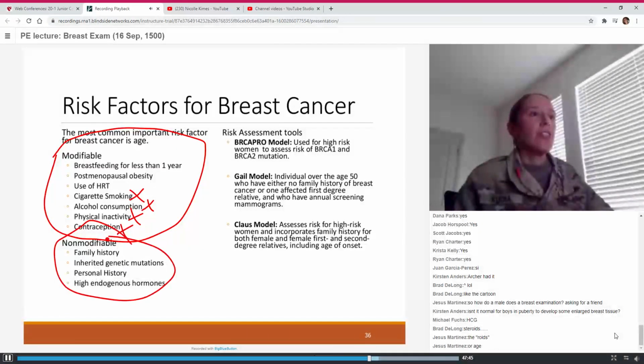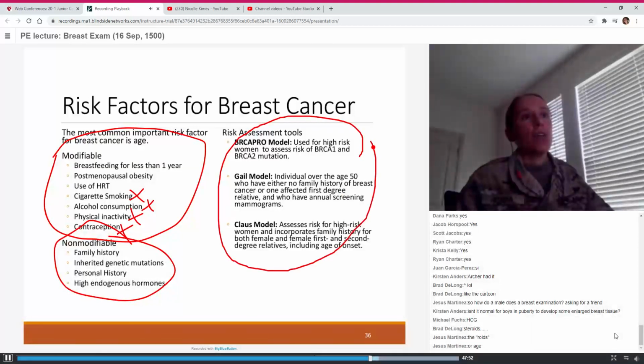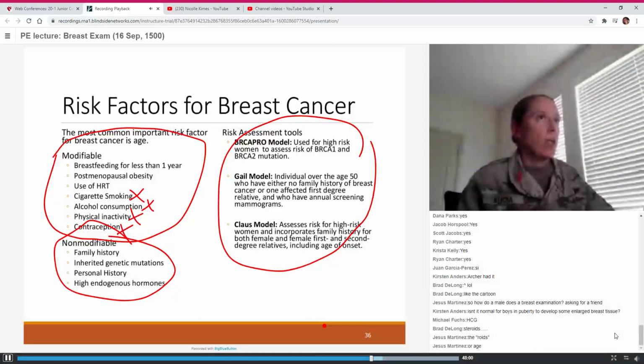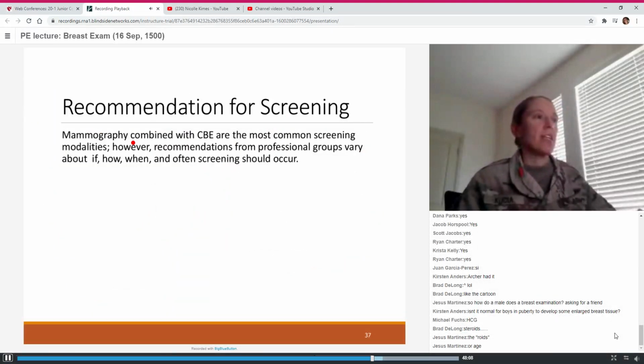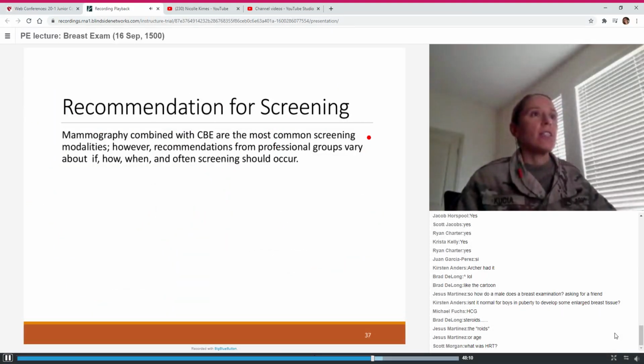Things you can't help: family, mutations, history, right? You can't help that stuff. And there's lots and lots of tools out there. I can't really personally endorse one over the other, but know that they're out there, and a lot of them have apps, right? We need to offload the cognitive burden of some of this stuff. Don't memorize it if there's an app for it, except on the pants. Unfortunately, you have to memorize things for the pants. All right, this is the screening.